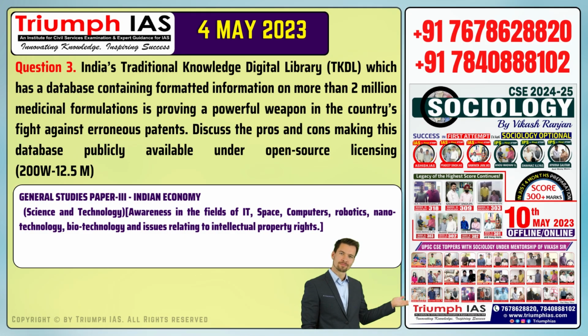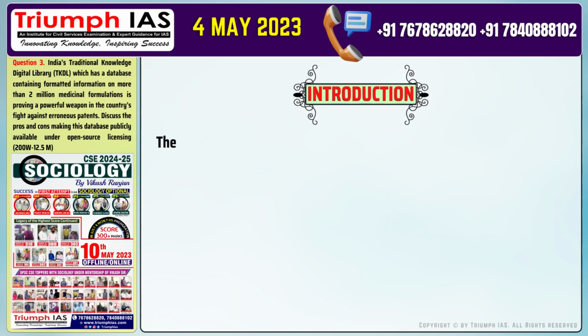Question number 3. India's Traditional Knowledge Digital Library, TKDL, which has a database containing formatted information on more than 2 million medicinal formulations, is proving a powerful weapon in the country's fight against erroneous patents. Discuss the pros and cons of making this database publicly available under open source licensing. Let's start with the introduction of the answer.